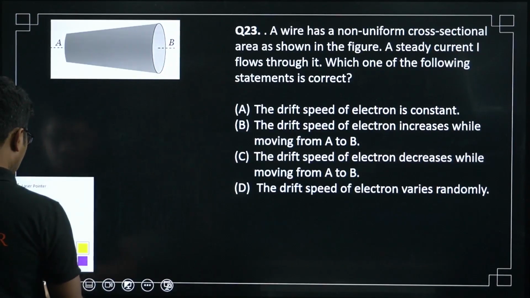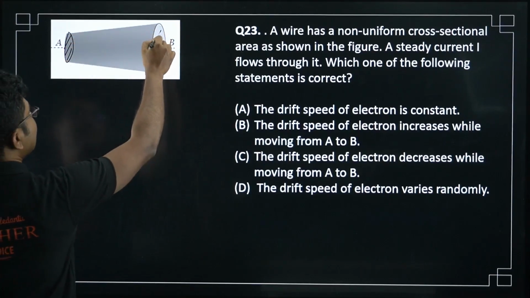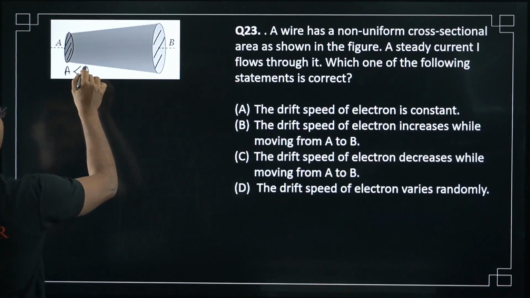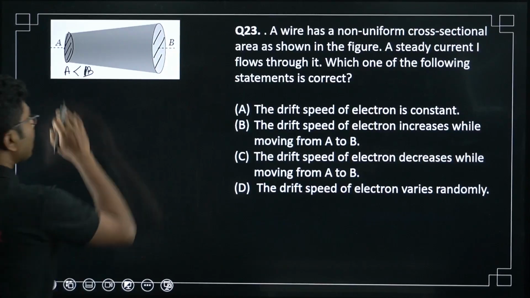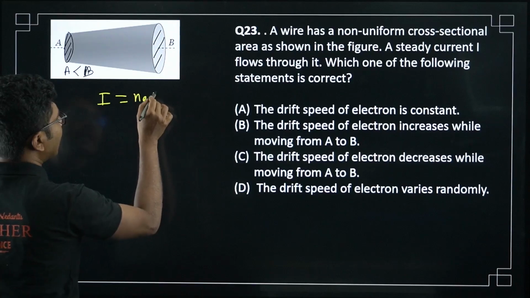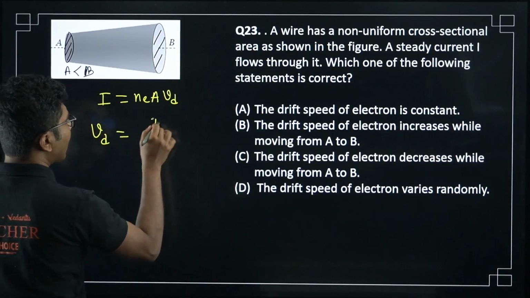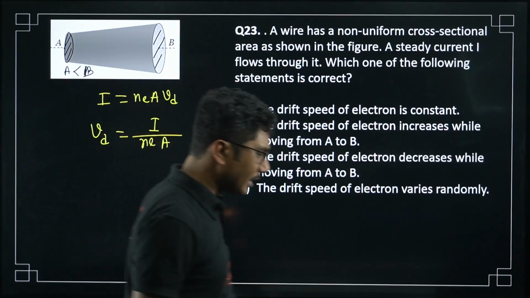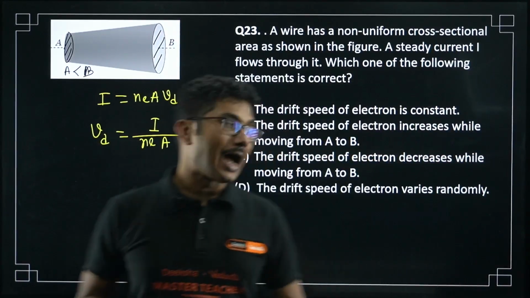So let's see how drift speed is related. There is an area, say A, and this is the area B. You can see that area A is less than area B, right? This is clear from the diagram. Now we will find the relationship between area and drift speed. We know that current I is equal to nEAv_d, or v_d equals I by nEA. If you read the question carefully, a steady current is flowing. Steady current means I is constant.